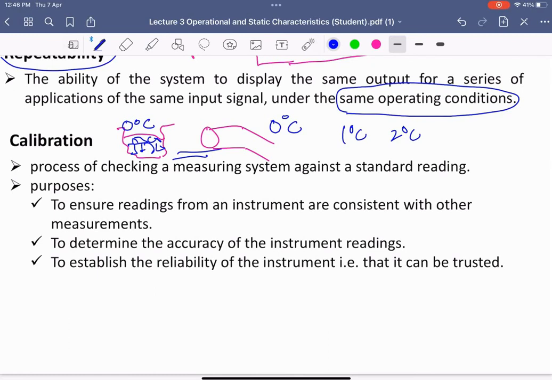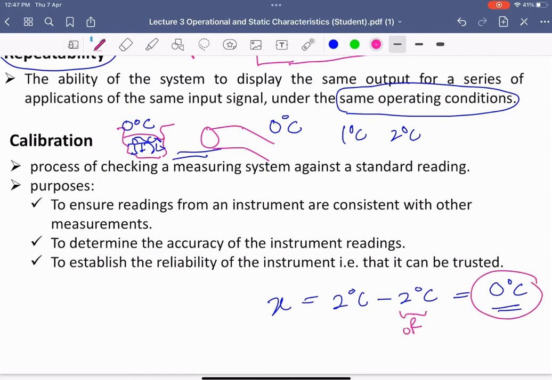Or what you need to do is subtract the offset value. What I mean by offset value, for example, this is your measured temperature, which is X. You get a temperature of 2 degrees, but you scanned it at 0 degrees, so you need to subtract 2 degrees so that you can get 0 degrees. This is what we call the offset value.